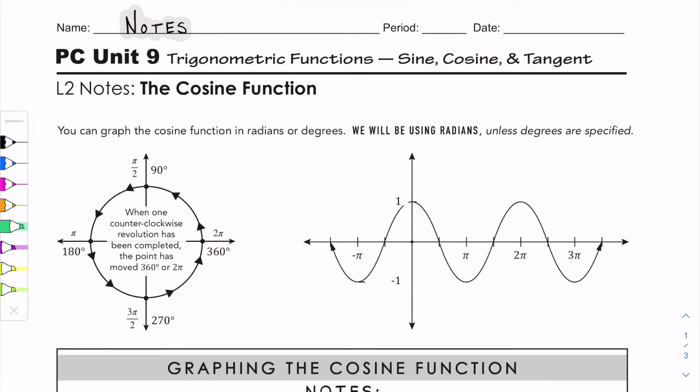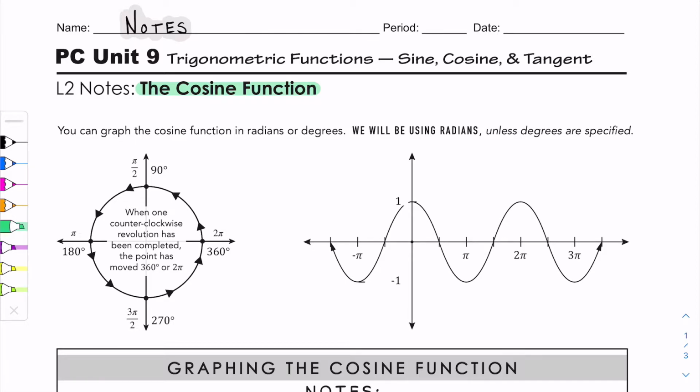Today's notes are almost identical to yesterday's notes, but today we're focusing on the cosine function. So I'm actually going to briefly skim through parts of this note sheet because it's so similar to what you learned yesterday with the sine function. I'm just going to point out the importance or the small changes between the two graphs.